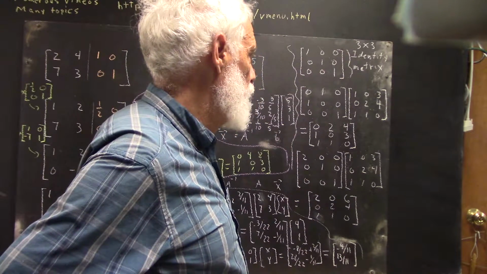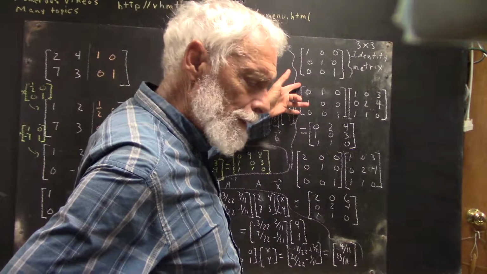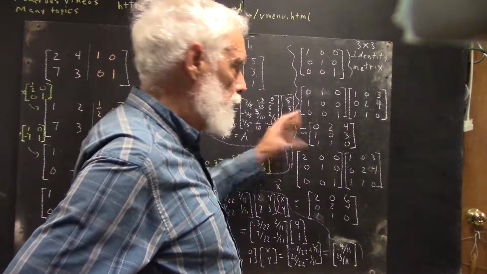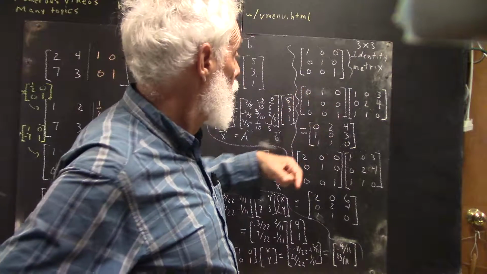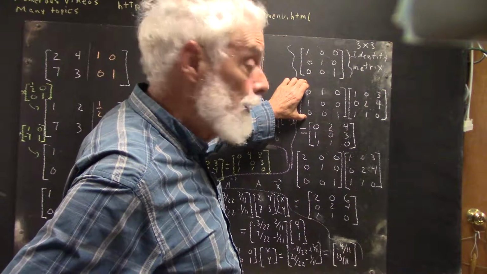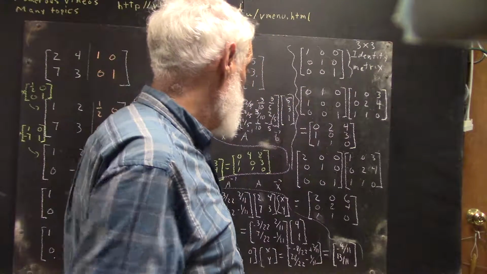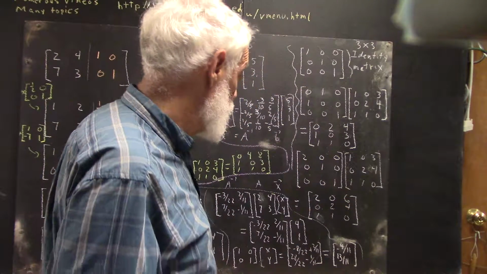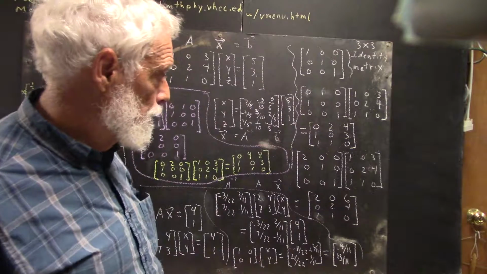The really neat thing about elementary matrices is that they're really easy to invert. So if we want to find the inverse of an elementary matrix like this one, it's very easy to do. We'll see that, and we'll see how that's used in a subsequent video.